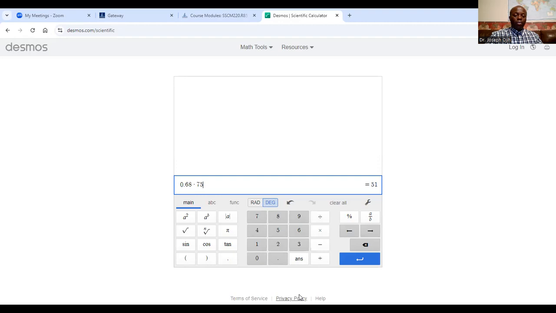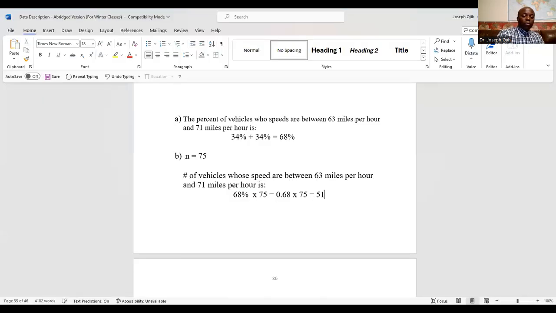So 51 vehicles have speeds that are between 63 miles per hour and 71 miles per hour. Okay. So that answers part B.